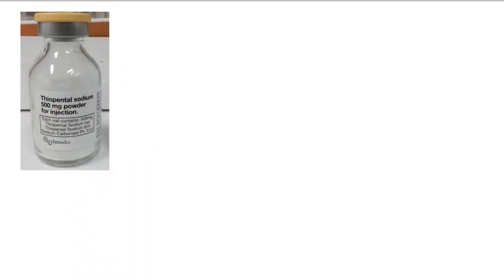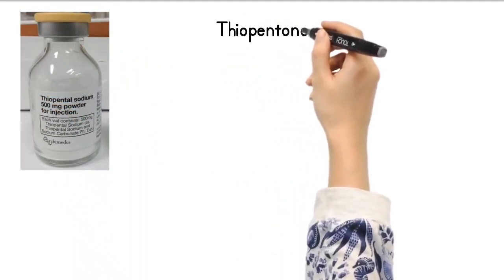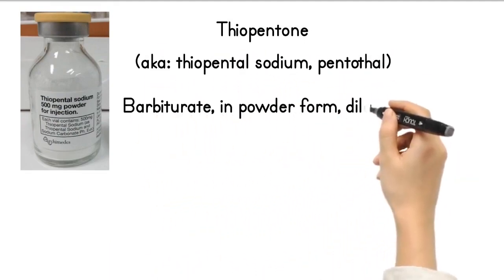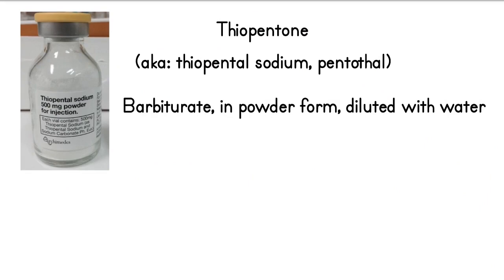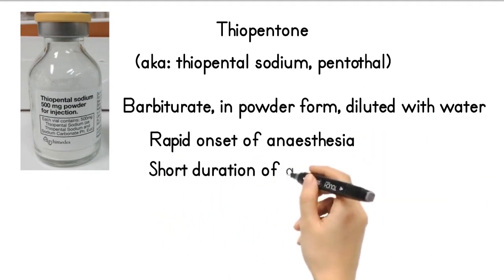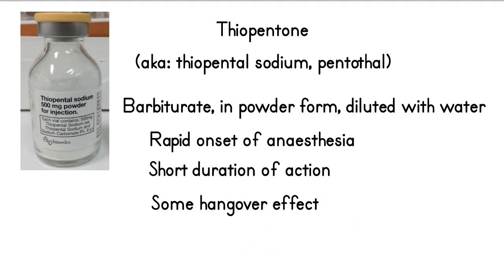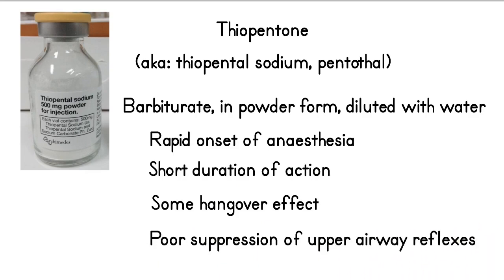From the 1930s until the 1990s, thiopentone was the dominant intravenous anaesthetic agent. It's a barbiturate, it comes in powder form, it's diluted with water. It produces a rapid onset of anaesthesia. It also has a short duration of action, but it does have some hangover effect in contrast with propofol, and it doesn't suppress airway reflexes as effectively, which is what gives propofol a significant edge in modern use.